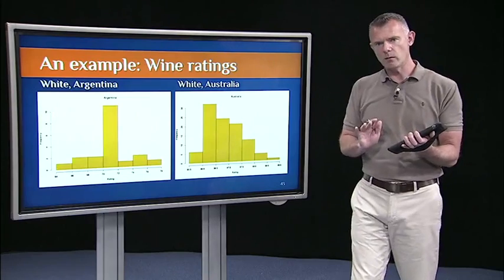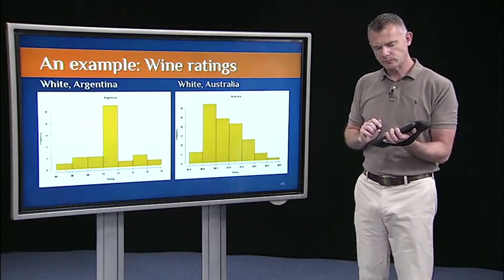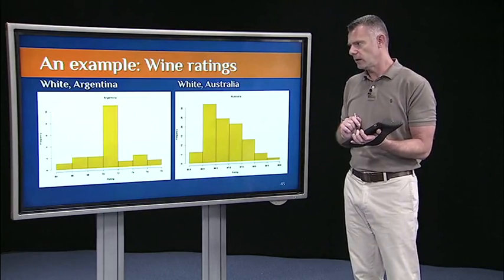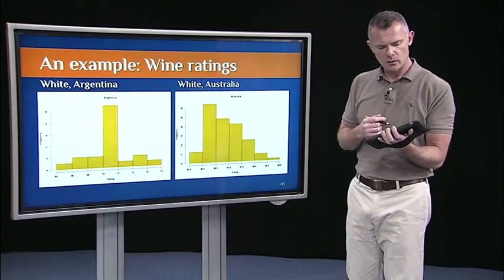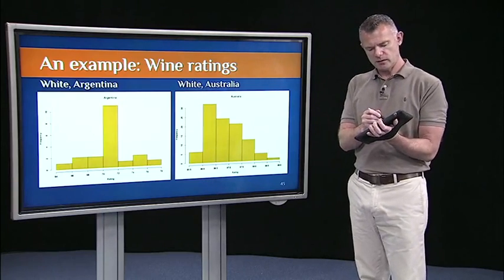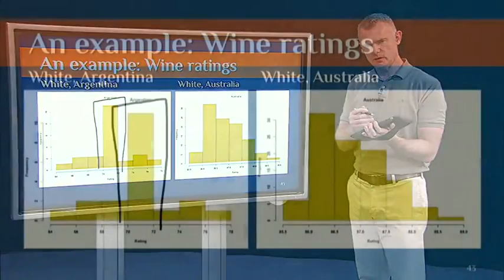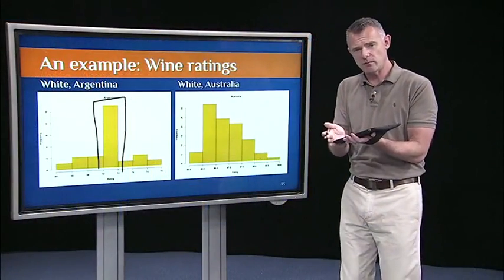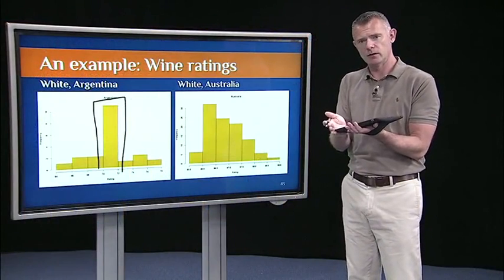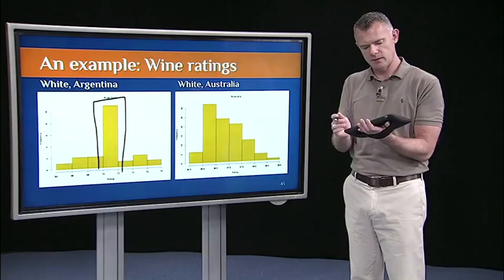So now let's look at the ratings for the white wines. First, if we look at the ratings for the Argentinian white wine, you get this one big peak right in the middle, right? So most of the wine experts just found this to be a pretty good wine. The rating is around 70 to 72, so they found it above average, but most of them rated it right in that category. So it's very, very consistent, right?